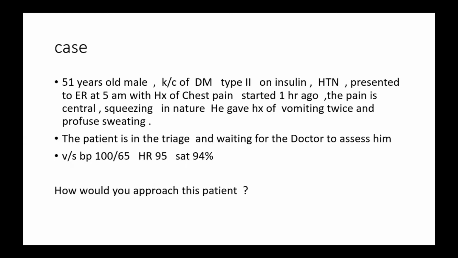The patient is actually now in the triage, and he's waiting for the doctor, which is in between two brackets, the cardiologist, to assess him. The initial vitals: his blood pressure is 100/65, his heart rate is 95, and saturation is 94. So how would you approach this patient in the ER? And you are the first one who will be encountered with, apart from the nurse. So if anyone can give me any idea.